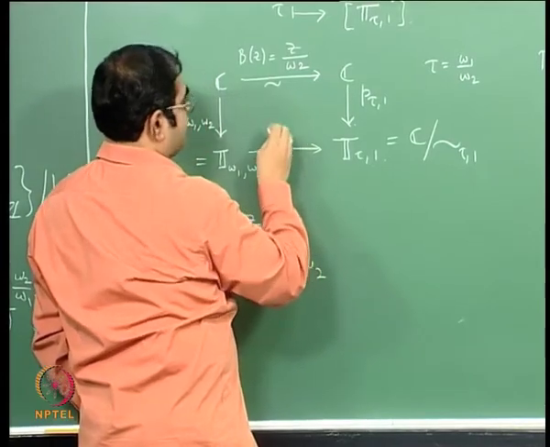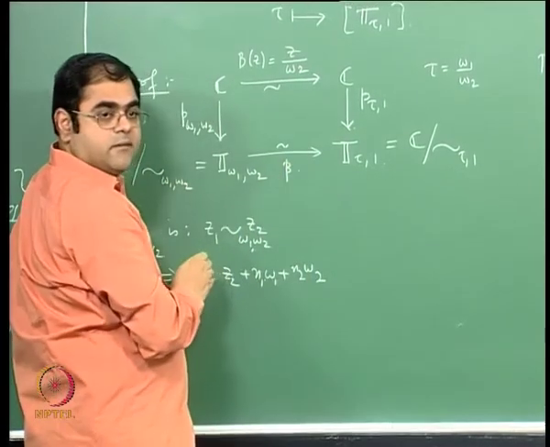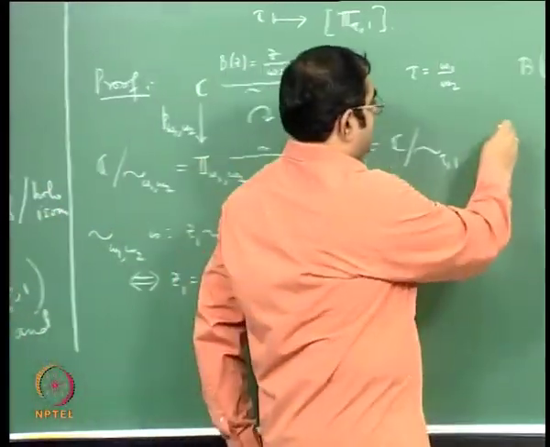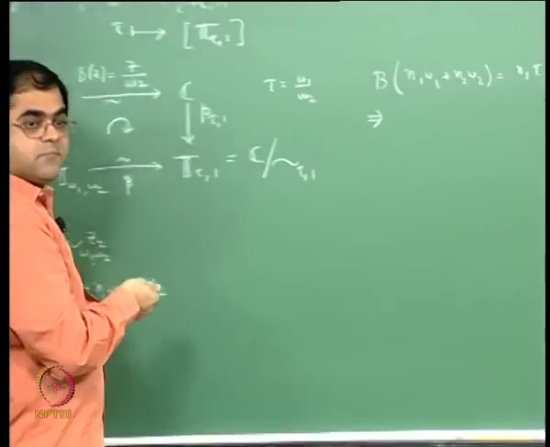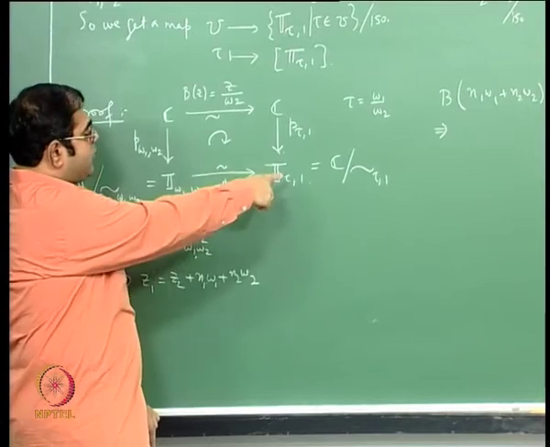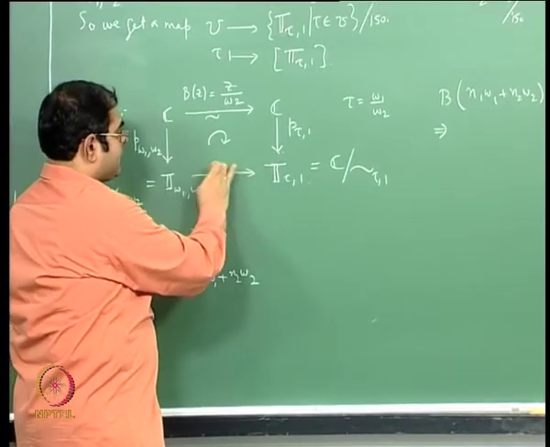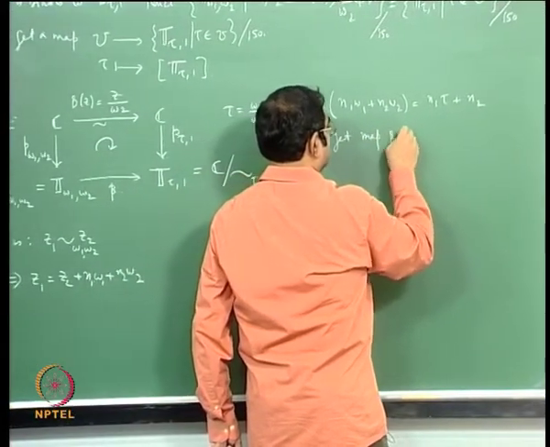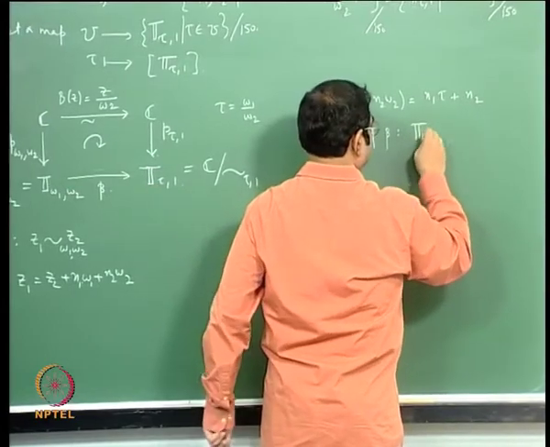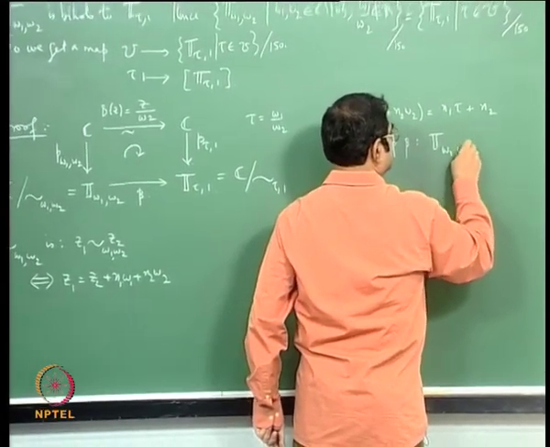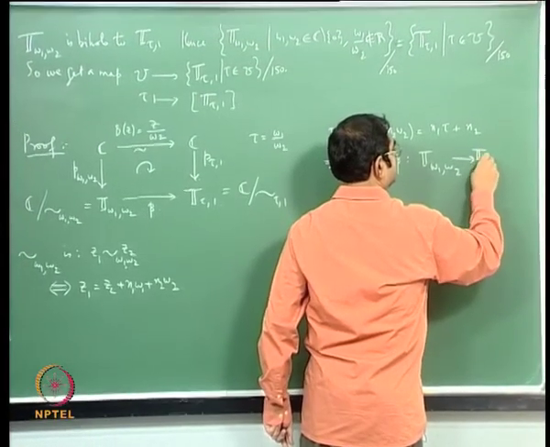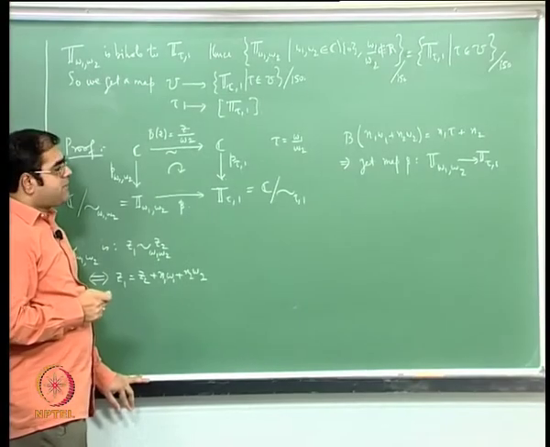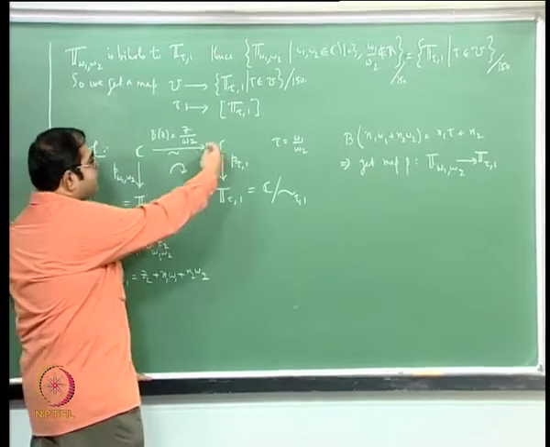I'm going to get a beta such that this diagram commutes, right. So this implies that at least set theoretically, I'm going to get a map beta from this torus to this torus, okay. Now the point I want to make is that of course this map is a bijective map because I have B inverse.